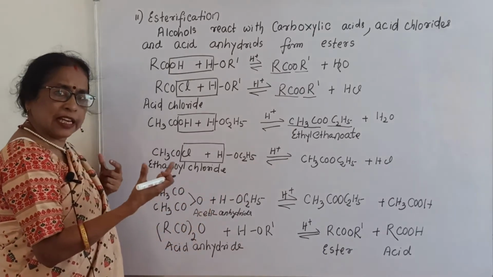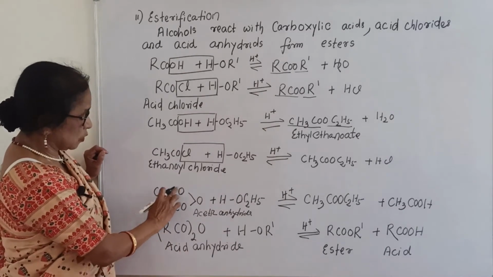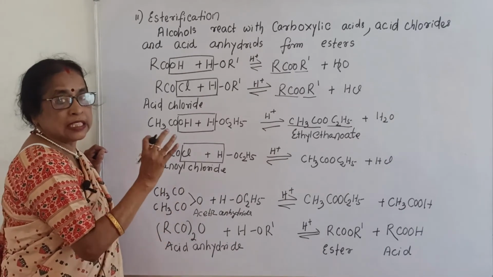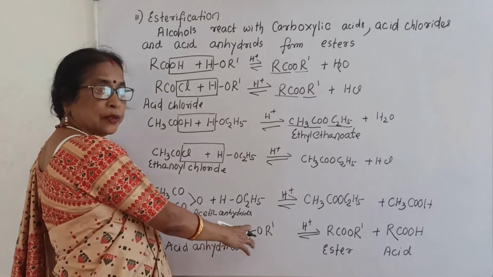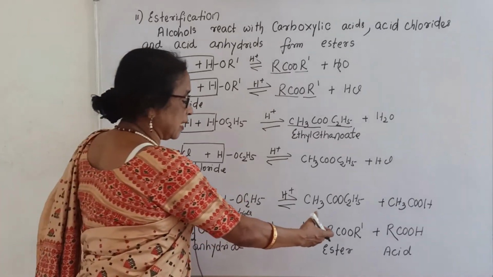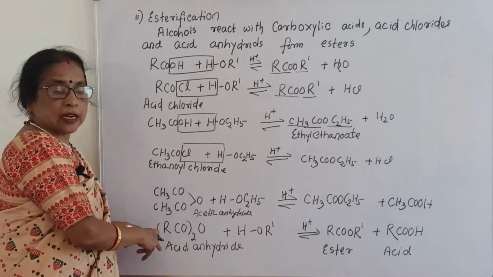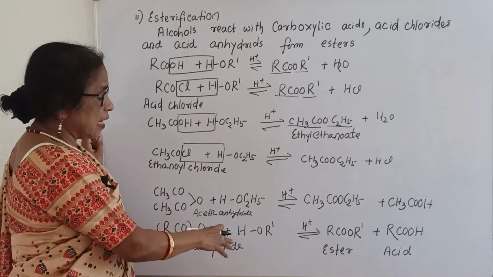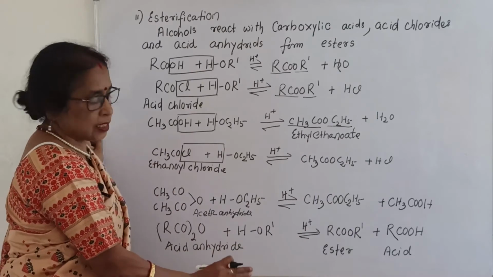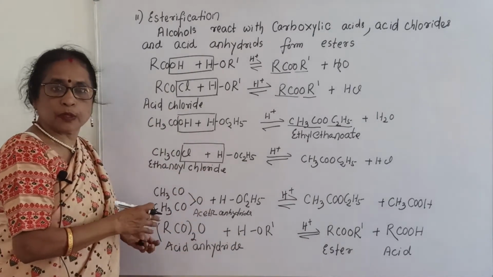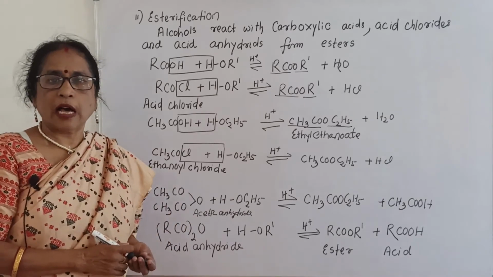Or in general you can say this is the (RCO)2O, see here 2 times. So (RCO)2O is the general formula for acid anhydride, and when you combine it with alcohol, you produce on one side ester, on the other side acid. Here first I put one example, after that I put the general formula. In the general formula you can see RCOOR' ester and RCOOH acid. I hope the esterification process is clear, and now I will go to other chemical reactions of alcohols.